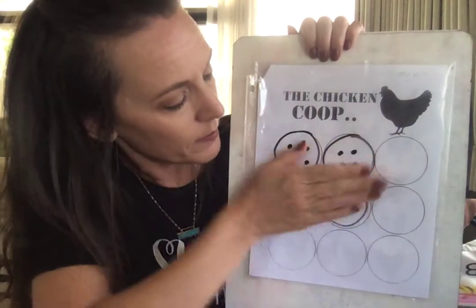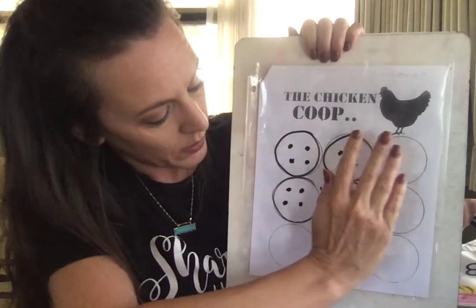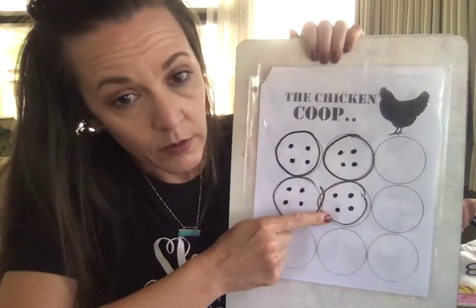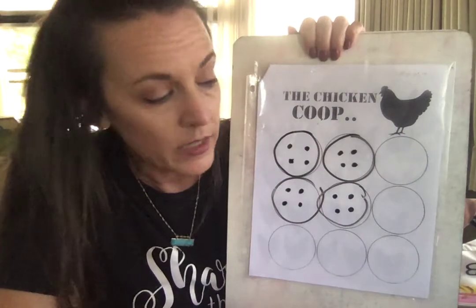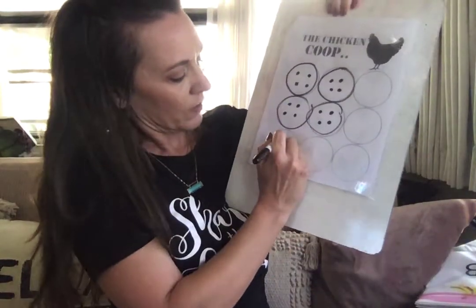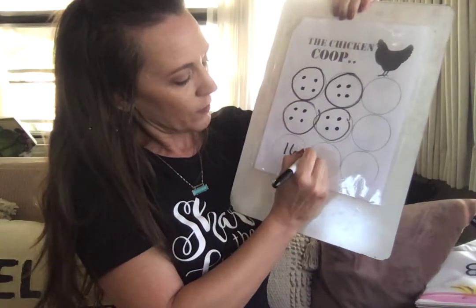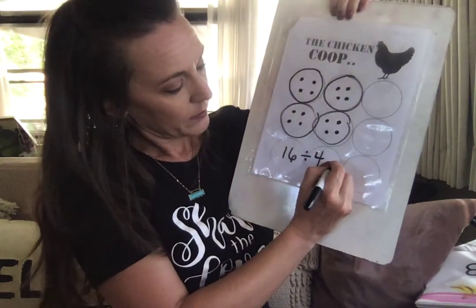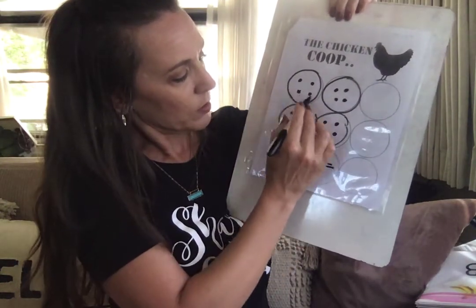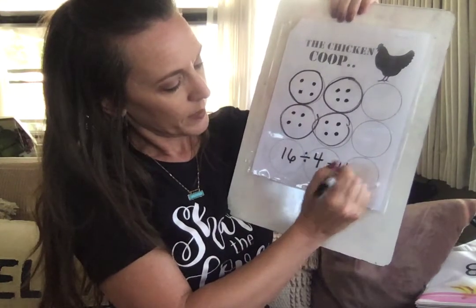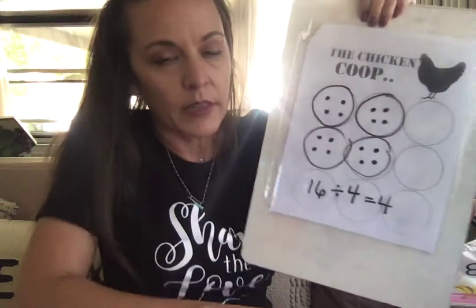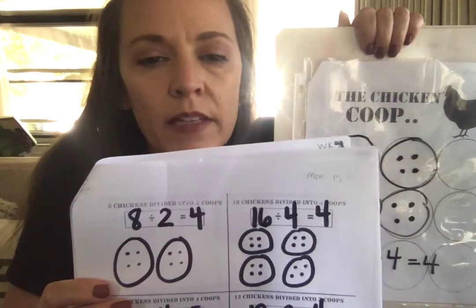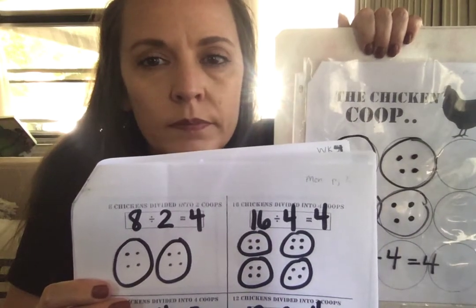There's 4 in that one, 4 in that one, 4 in that one, 4 in that one. I know that 16 divided by 4 equals 4 in each coop. And that's what we write here. And that's the model that we draw.